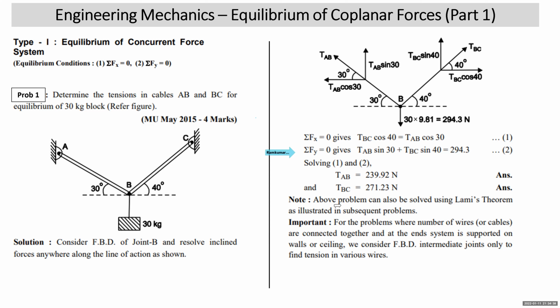Sigma Fy is equal to 0, upward forces are equated to downward forces. So we got two simultaneous equations, 1 and 2. Just solve them using your calculator, you'll get the tension in the two cables. TAB comes out to be 239.92. TBC comes out to be 271.2.